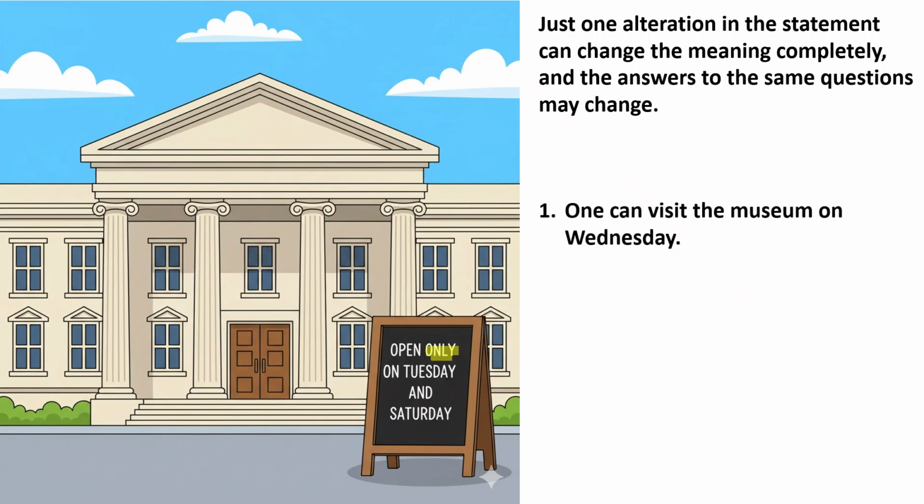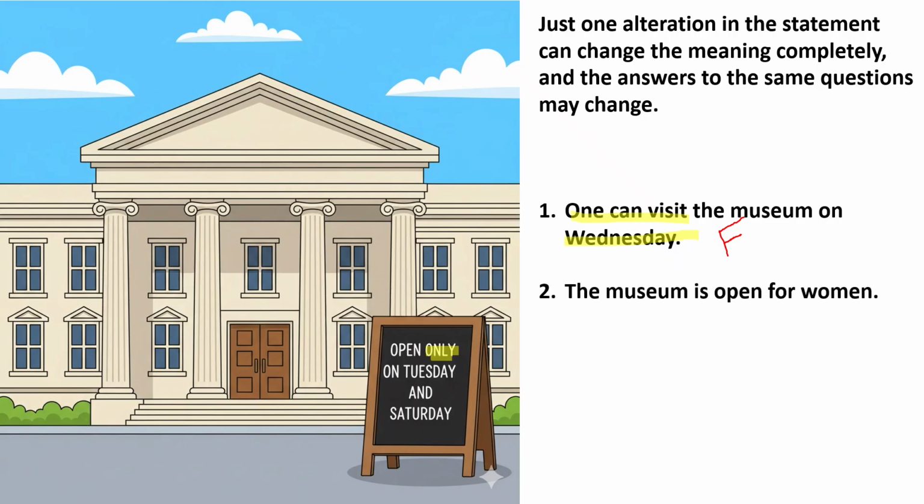So the answer to this question, one can visit the museum on Wednesday. Now the information board outside the museum says it is only open on Tuesday and Saturday. That basically means it is closed on Wednesday. And this statement is saying that you can visit the museum on Wednesday, which basically contradicts the information. Hence, this is going to be false this time around. Yes, earlier it was not given, but this time around it's going to be false. See, the addition of just one word changes everything.